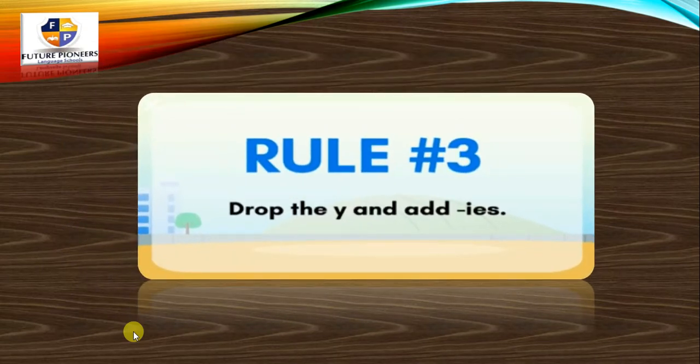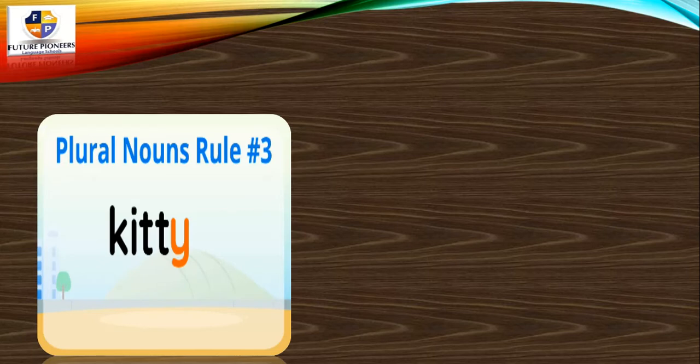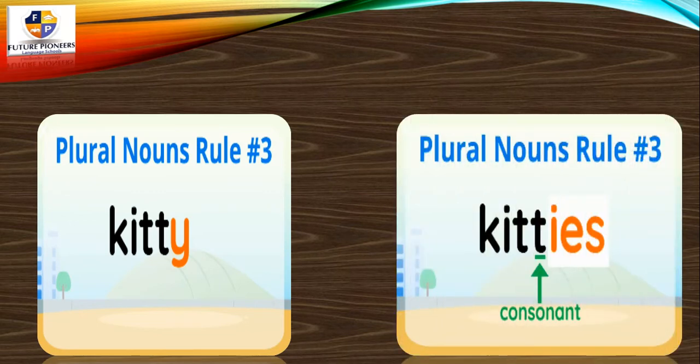Rule number 3. Drop the y and add ies. Plural noun. Kitty. It ends with y. But notice and remember that if the word ends in y, and the letter before the y is a consonant letter, you can drop the y and add ies. Again, Kitty is a word that ends in y, and the letter before y is a consonant letter, so you drop the y and add ies.